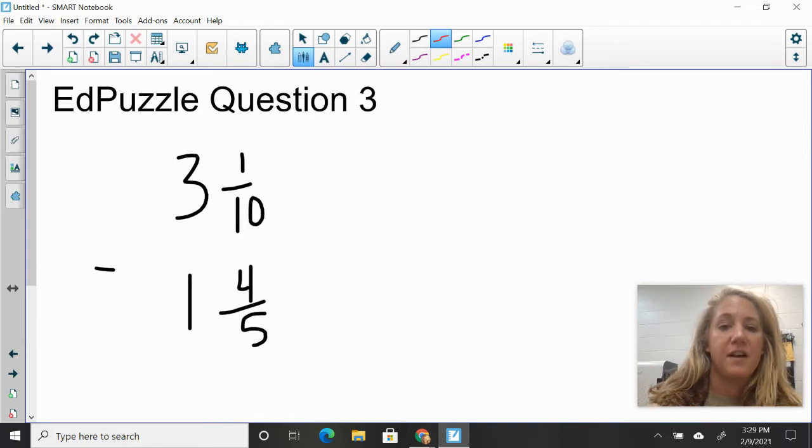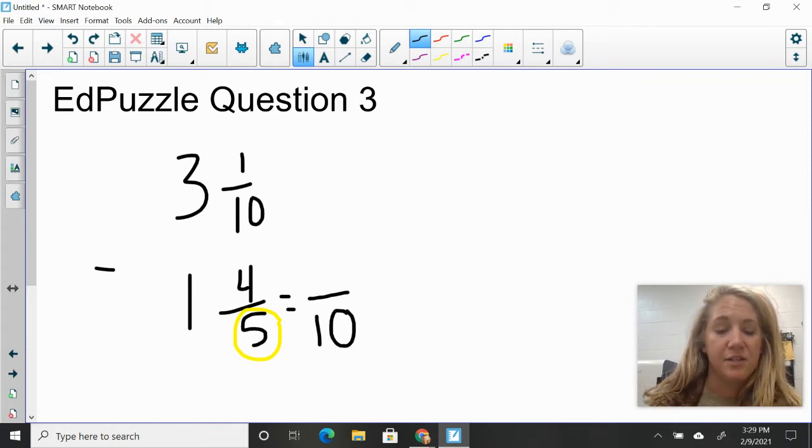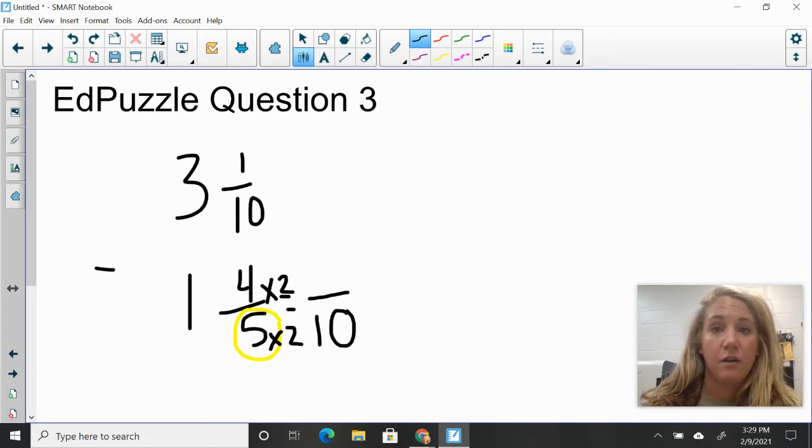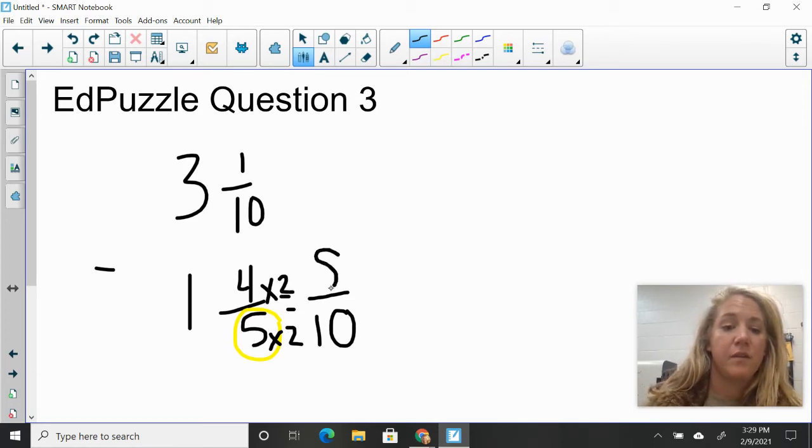So if I look at my smaller number, which is 5, if I count by 5s, do I say 10? Yes, I do. So I know 10 is a multiple of 5. So I can go ahead and convert 4/5 into an equivalent fraction with 10 as my denominator. And 5 times what is 10? 5 times 2 is 10. So we are going to do the same exact thing to our numerator. And 4 times 2 is 8. So now I've got 3 and 1/10 minus 1 and 8/10.